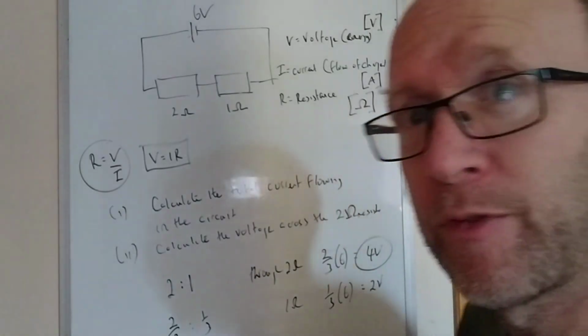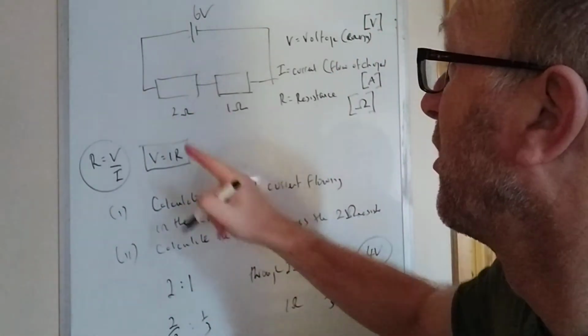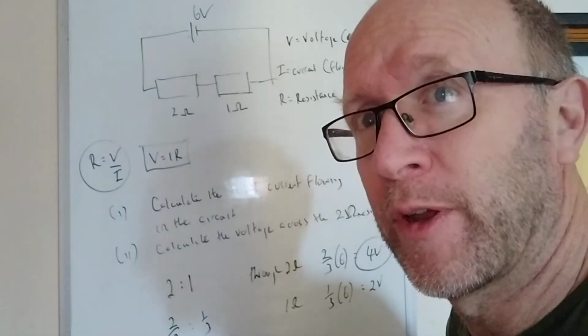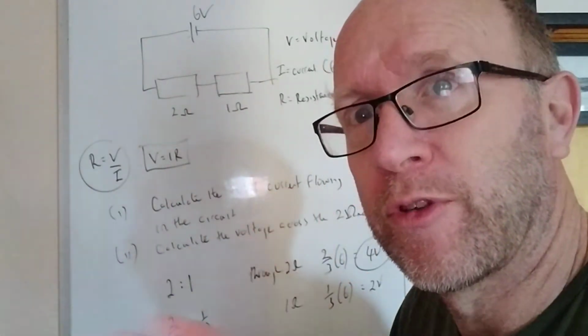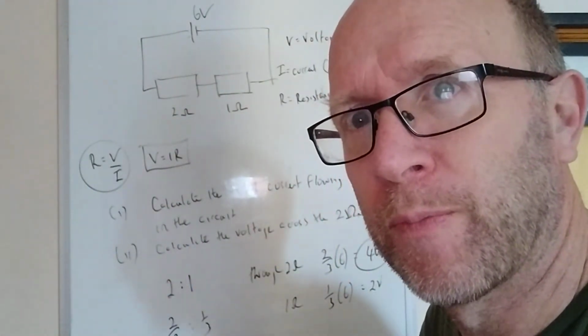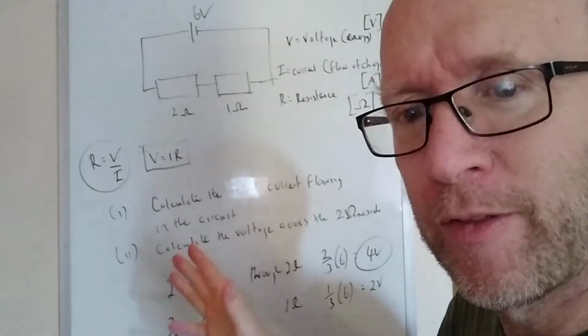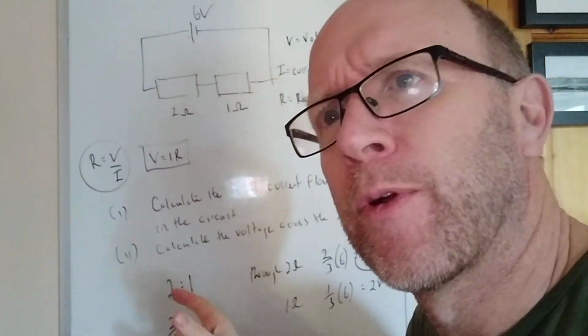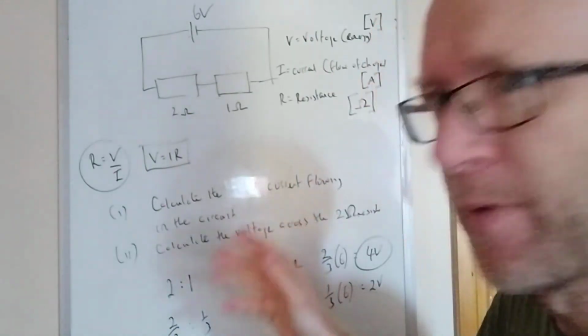Another way of looking at that, if you're good at ratios, is you say 2 is to 1. How does 6 divide in the ratio 2 is to 1? It divides in the ratio 4 is to 2, 4 volts, 2 volts. That's what you do. Okay, so that's what we're looking for the time being. Okay, right, so one more.